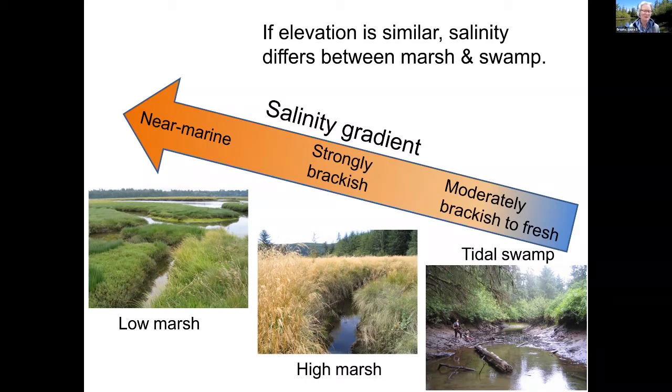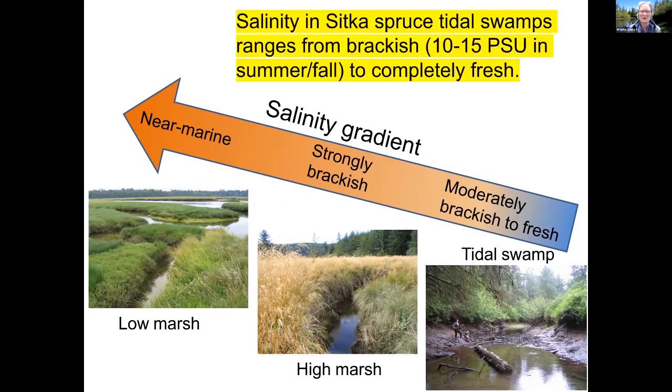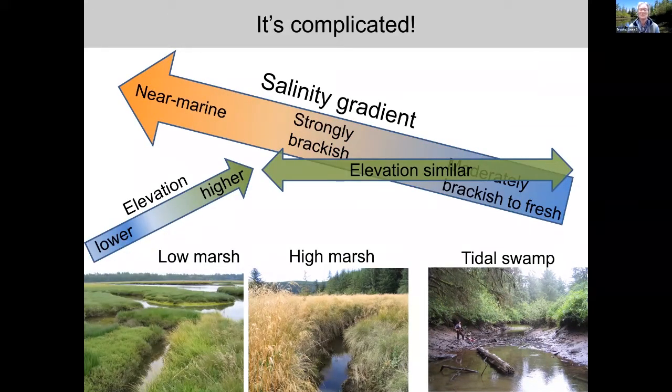So we found that low marsh is salty, near marine salinity. High marsh is brackish, and tidal swamp can be brackish or it can be fresh, and it can be quite brackish, in fact. Those of you who knew that Sitka spruce can handle salt were right. We've actually found salinities of 10 to 15. That's about half of marine salinity at the upper end in the summer in these Sitka spruce swamps, so they can be pretty salty. And that was a very important piece of information because it helps people choose restoration sites and understand these systems better.